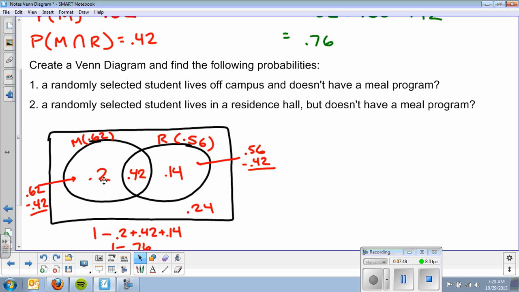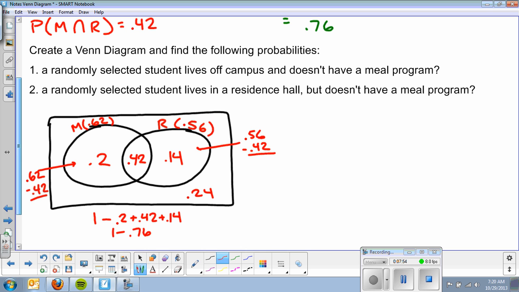Okay, randomly selected student lives off campus and doesn't have a meal plan. So in probability notation, that's no residence hall and no meal plan. Okay, so that's basically neither, which according to my graph is this area right here. Okay, it's not in M or R. Okay, it's neither. So we'll call that 0.24. That's the answer to the first one.